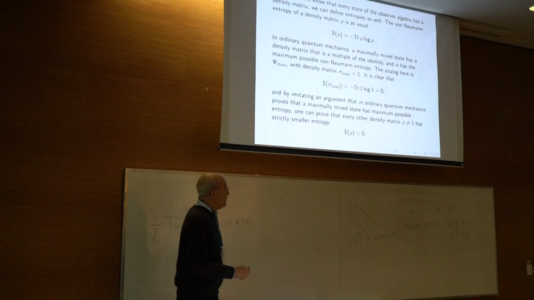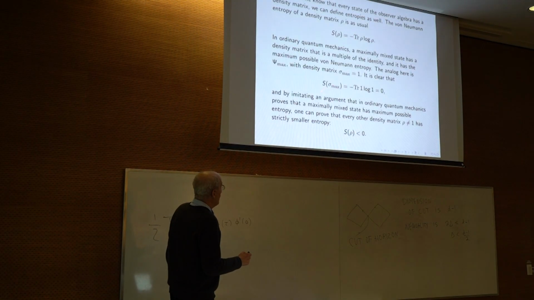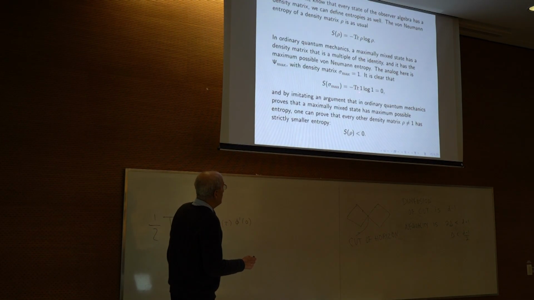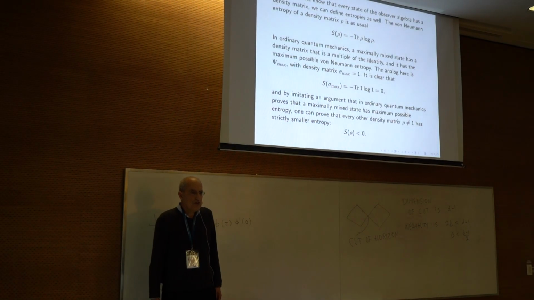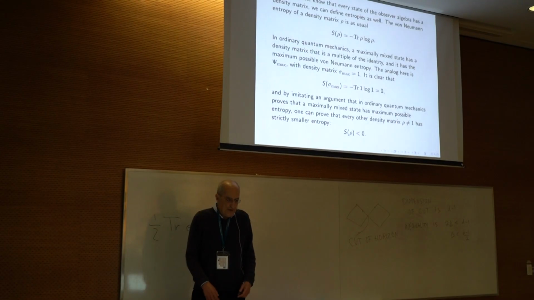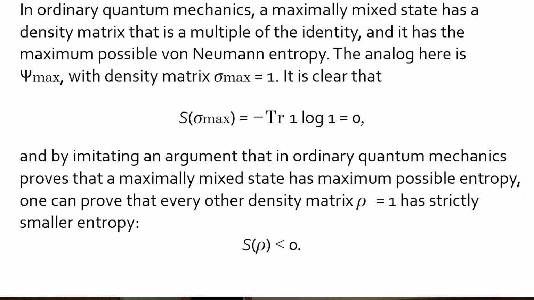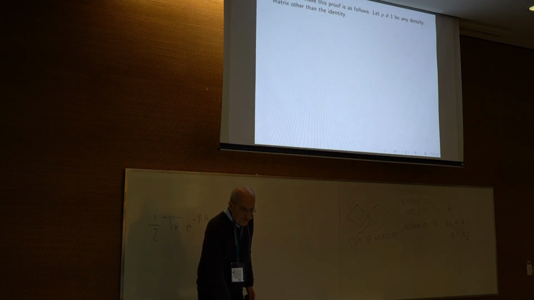It's clear that the entropy of the state sigma max, as I have defined it, is minus the trace of 1 log 1, which is 0, because the logarithm of 1 is 0. And by imitating a proof that in ordinary quantum mechanics shows a maximally mixed state has maximum entropy, you can prove that every other density matrix has strictly smaller entropy, negative entropy. One way to make the proof is as follows.